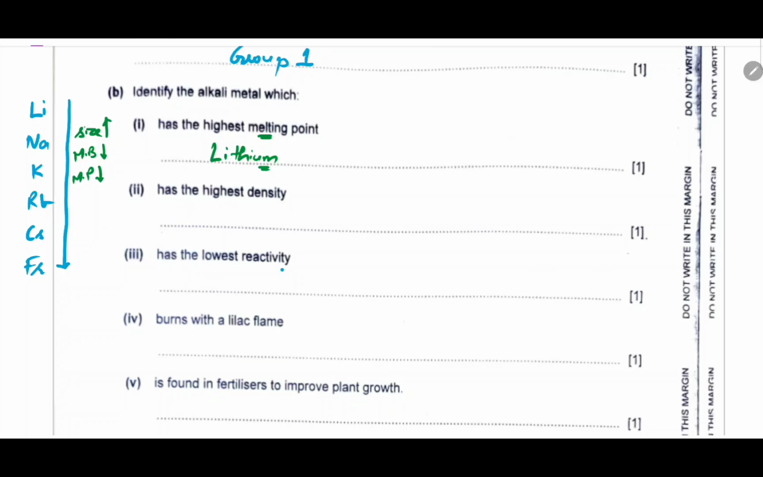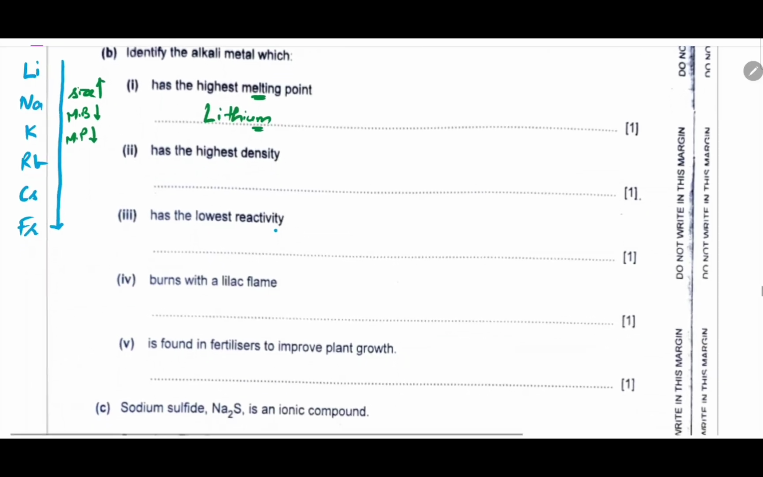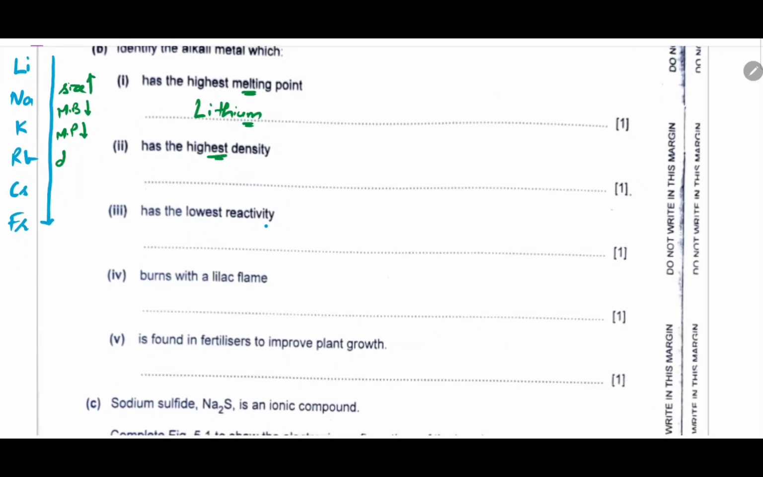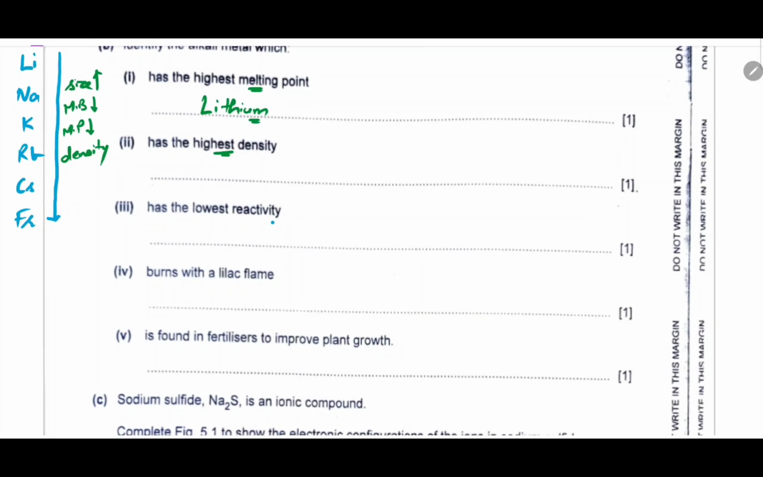Lithium will be the highest melting point. Highest density: down the group, density always increases in the complete periodic table. As we move down the group, density always increases. Hence, the highest density will be of cesium or francium, but it is radioactive, therefore we consider cesium.